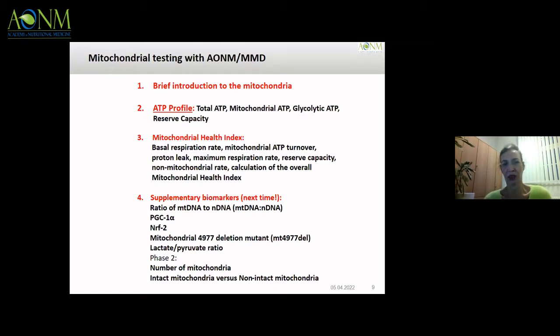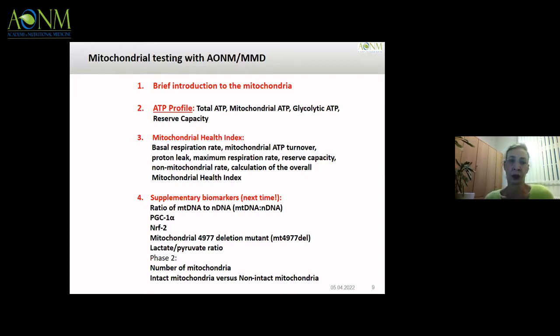We will talk about the ratio of mitochondrial DNA to nuclear DNA. It's a biomarker of how much mitochondria are in the cell. We will talk about a parameter later, PGC1 alpha. It's a biomarker of whether new mitochondria are produced. We will then also talk about NRF2. It's very important for the antioxidative response of the cell.